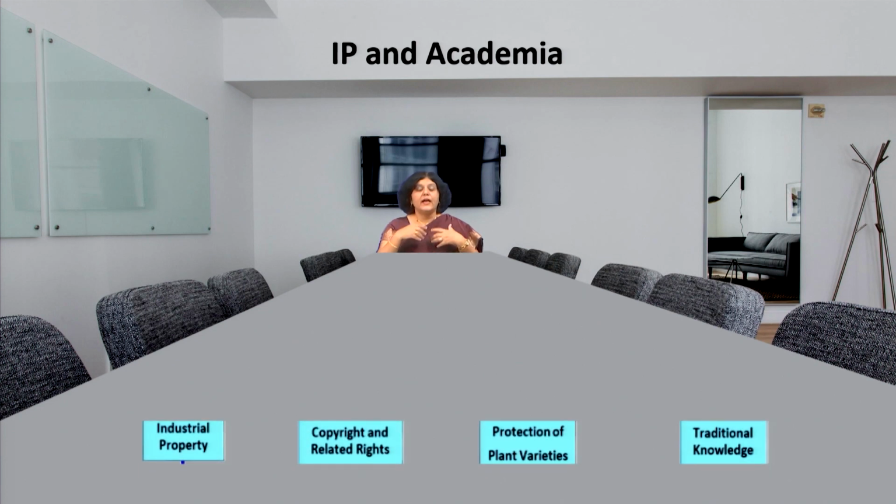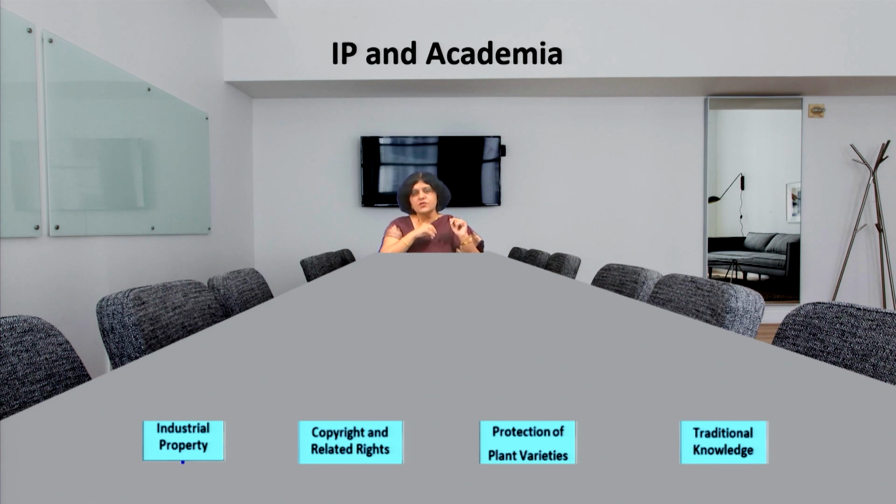So let us move further now and check the further classification. This intellectual property is divided as industrial property, then there is copyright and related rights, then there is protection of plant varieties and farmers' right, and there is traditional knowledge actually. So what is that exactly? When we go into details of industrial property, there is a further classification.